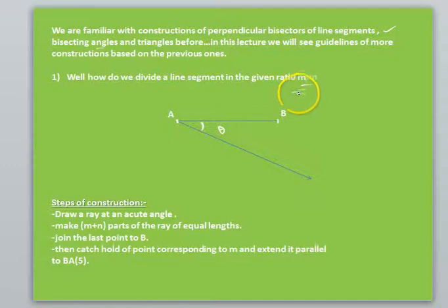m:n is the ratio which is given to us. So we have to add m plus n and make those many number of equal parts on the ray. Suppose my m:n is 2:2. I have 2 plus 2 is equal to 4 and I have to make 4 parts like this. Join the last point to B. If I have this as my last point, then I have to join B like this. Then catch hold of the point corresponding to m and extend it parallel to BA.